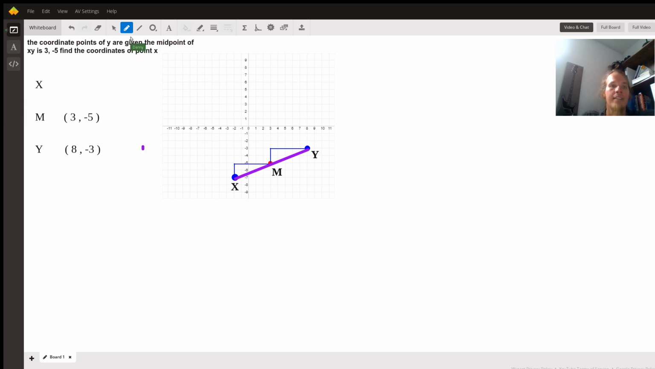Now there's another way to do it. Another way you can do this is by thinking of going from my endpoint Y at (8, -3) and backtracking through the midpoint. If you notice, in the x column, to go from 8 to 3, I had to subtract 5. Then I would just have to subtract 5 again from the 3, and that would put me at -2.